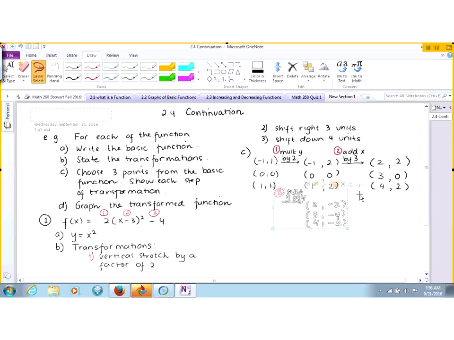Let me move this a little bit so I have space to graph. All right, so this is this one. I moved it a little bit so I have space to graph. Question so far? Yes.